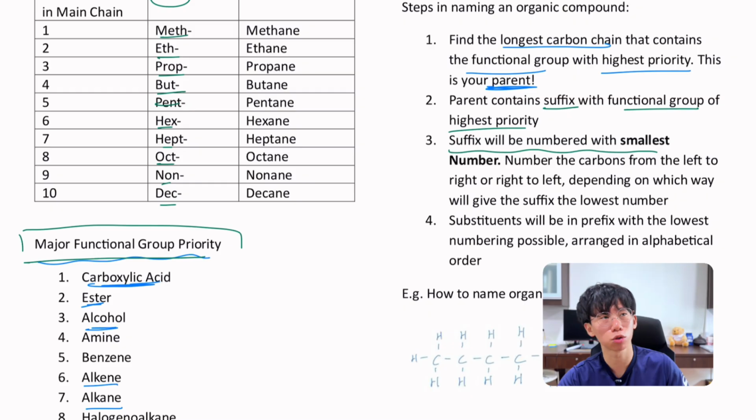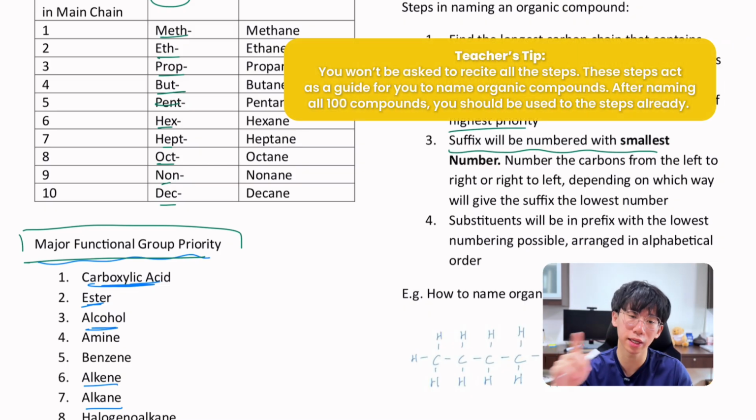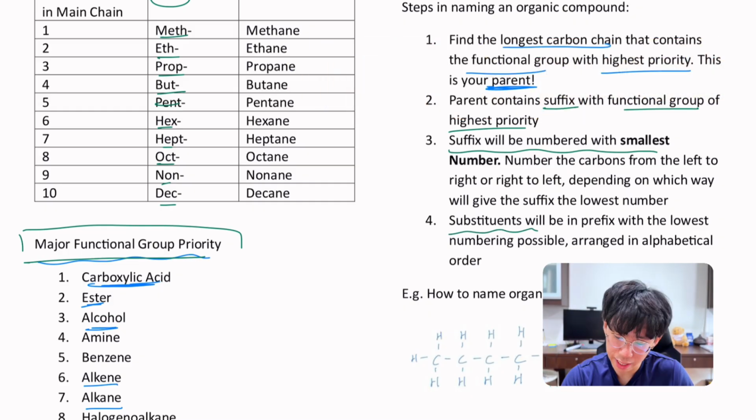I repeat, it has to have the smallest number, because in a carbon chain, you can number your carbons from left to right or right to left, 1, 2, 3, 4, 5, or 1, 2, 3, 4, 5. So you have to be very clear that the suffix needs to have the lowest number possible. When you're counting carbons and the positions, you have to make sure the suffix has the lowest number possible. And then your substituents, which is your minor functional groups in the prefix, will have the lowest numbering possible too. But it does follow the number dictated by the suffix as well. And this is typically arranged in alphabetical order. Lots of moving parts. Let me give you an example.